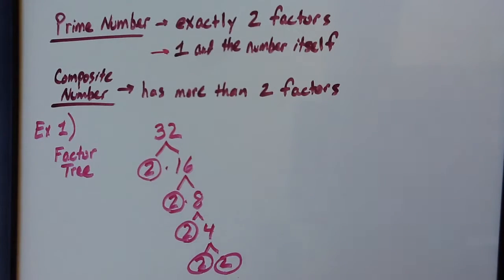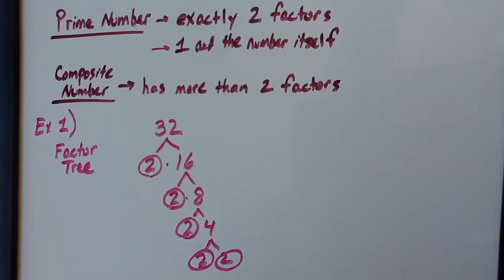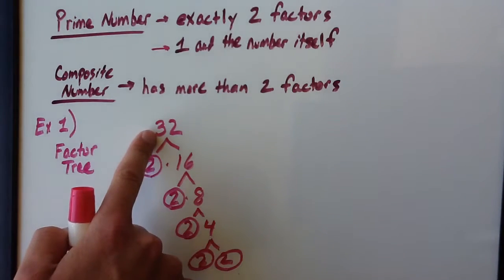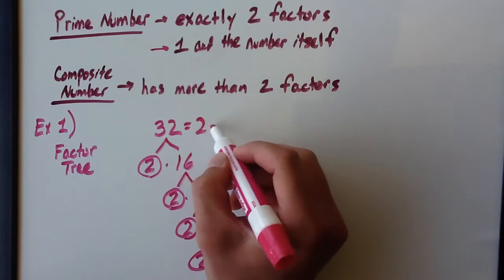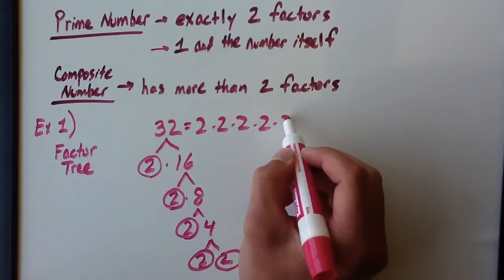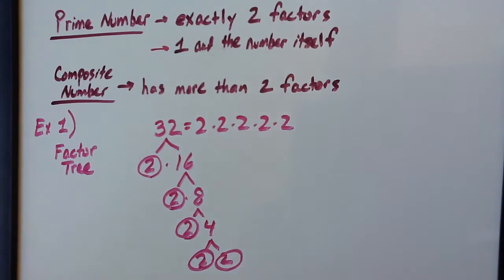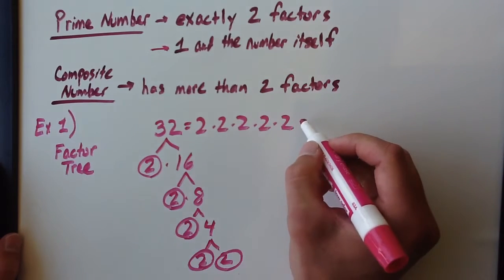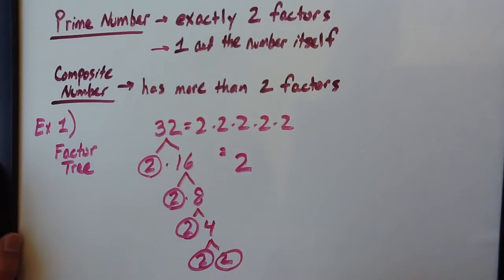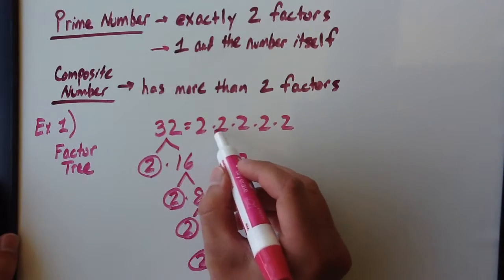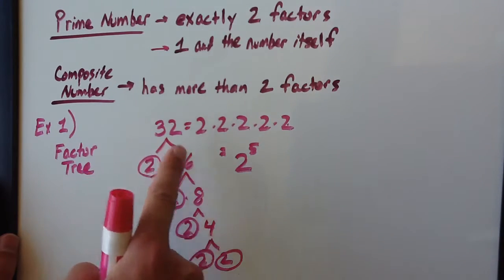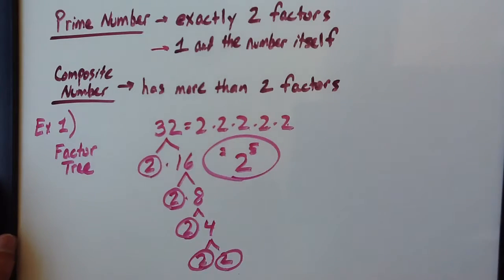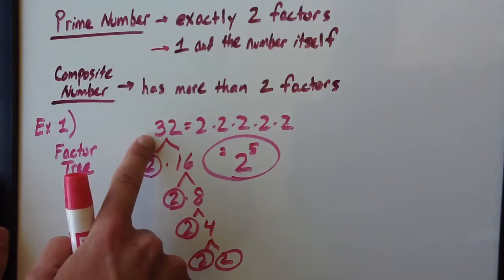Circle the prime numbers. So as you can see now, all the numbers on the end of the branches are prime. So 32 is the same as these numbers circled multiplied together. So that would be 2 times 2 times 2 times 2 times 2. And we have already learned that if you're multiplying a base repeatedly, we can write this using exponents. So this would be the same as 2, the base being repeatedly multiplied, 1, 2, 3, 4, 5 times. So 2 to the 5th power. So 32 is the same as 2 to the 5th power. This is the prime factorization of 32.